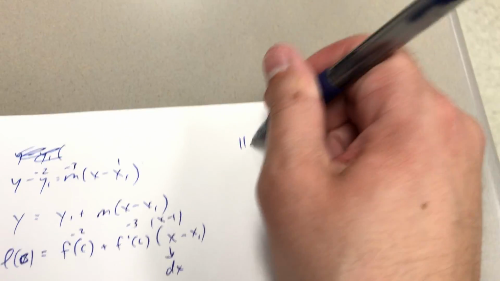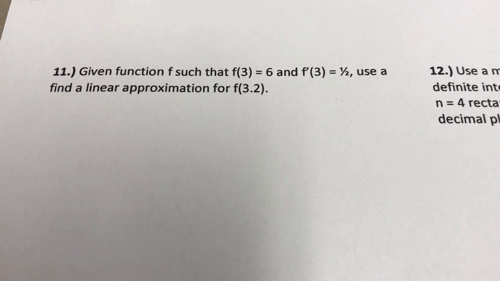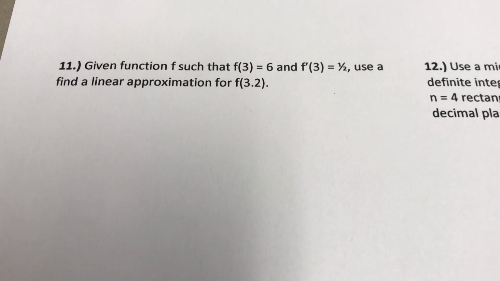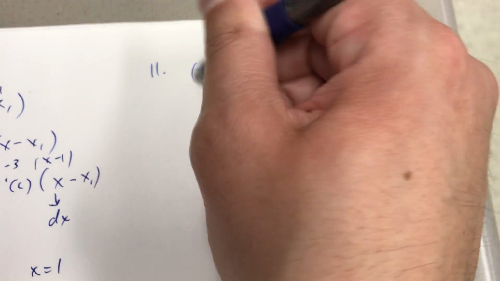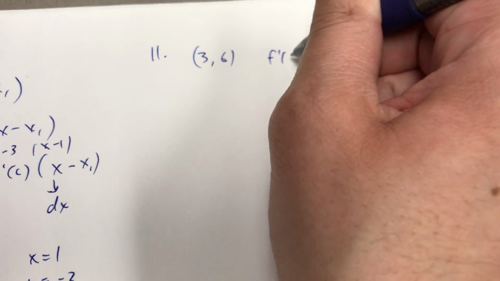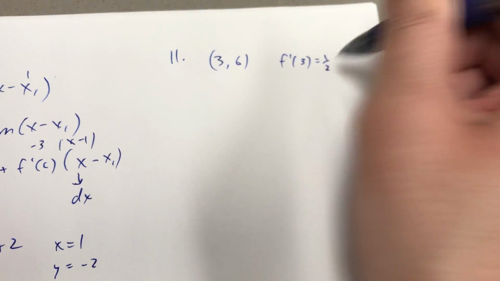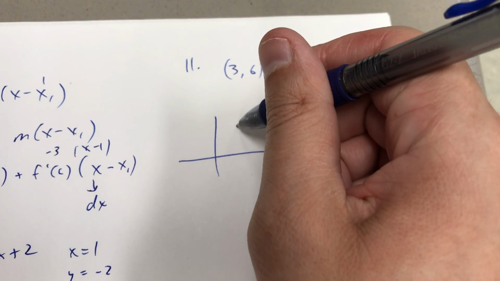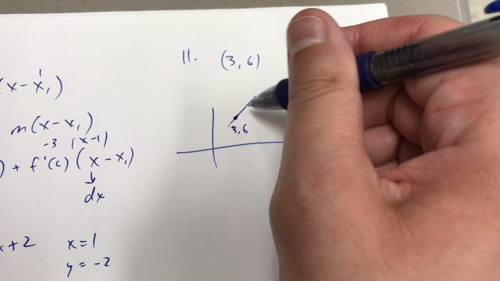All right, so number 11 says given function f such that f of 3 is 6 and f prime of 3 is equal to 1/2. Worded badly there, but it asks you to find a linear approximation for f of 3.2. So we know it goes through the point (3, 6), and we know that the derivative at that point is 1/2. Visually on a graph, you're at this point (3, 6), and we just basically want to extend out to this next point here.